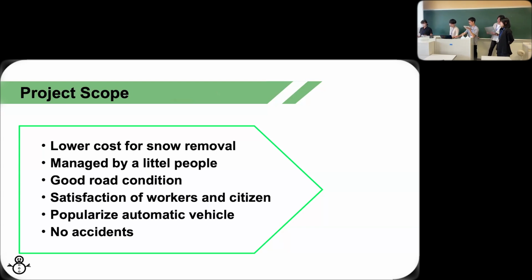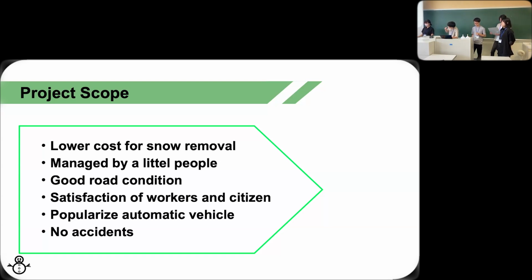Next, I'm talking about project scope. First, lower cost for snow removal. By utilizing automation technology, we can perform tasks effectively and achieve cost savings. Second, managed by few people. This will solve the issue of labor shortages and enable efficient operation. And third, good road conditions. We will conduct snow removal swiftly and effectively to ensure safe and comfortable transportation.